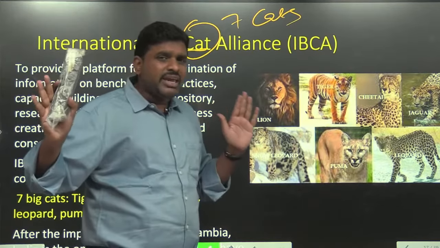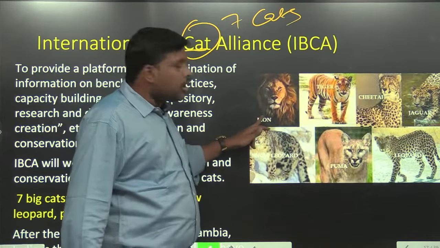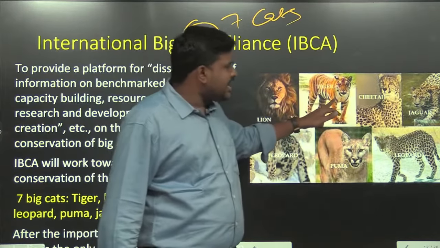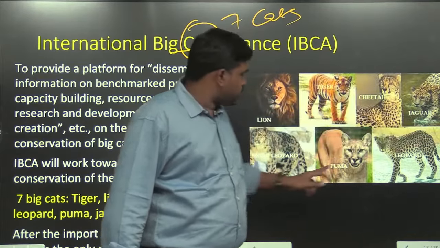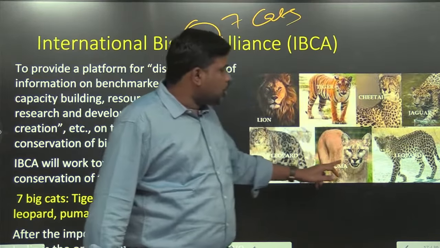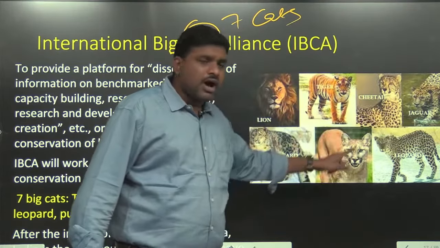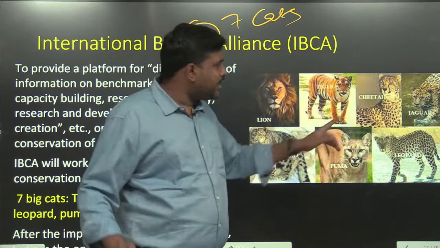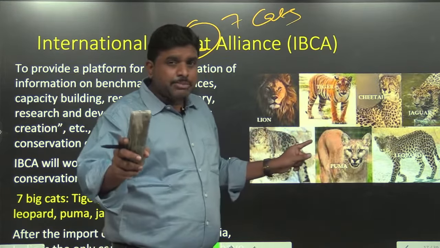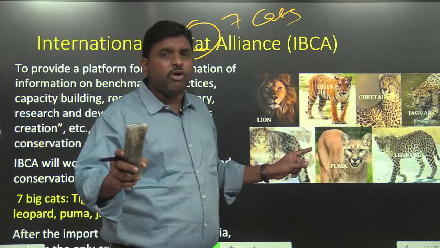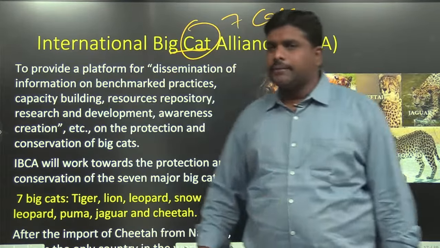7 varieties of big cats are there in the world: lion, tiger, cheetah, snow leopard, puma, leopard, and jaguar. Jaguar and puma are absent in India. Rest all are found in India. From a prelims point of view, we can expect a question on which of the following big cats are absent in India. In that way we can understand it.